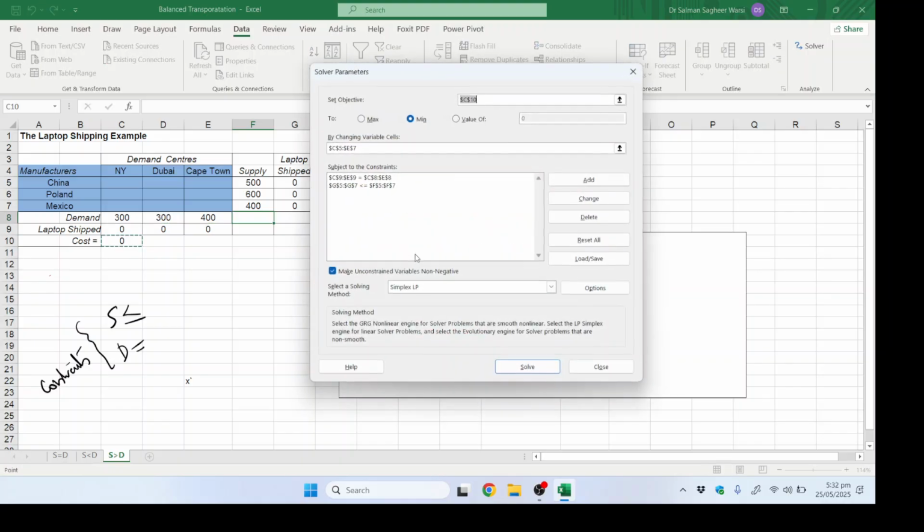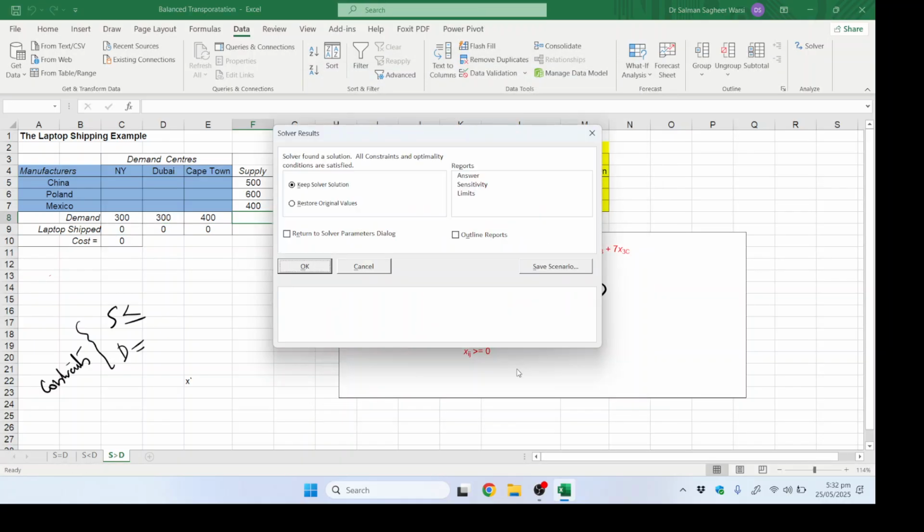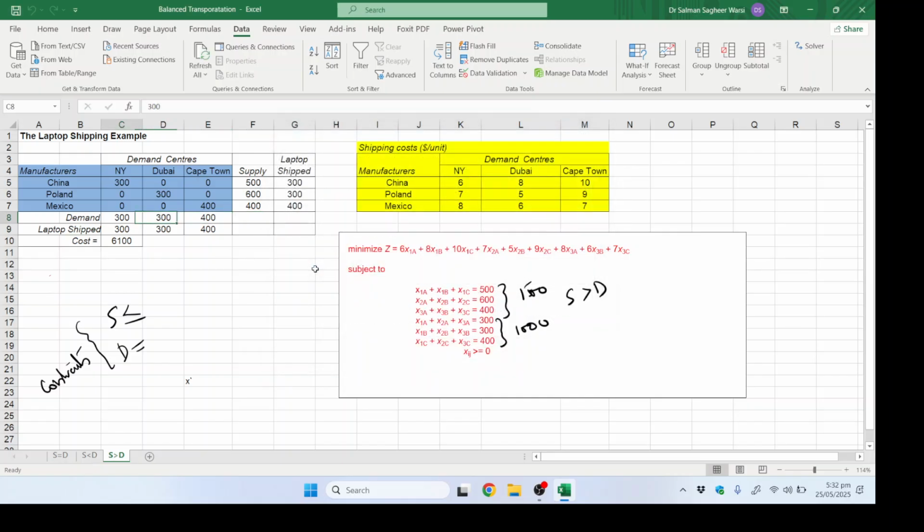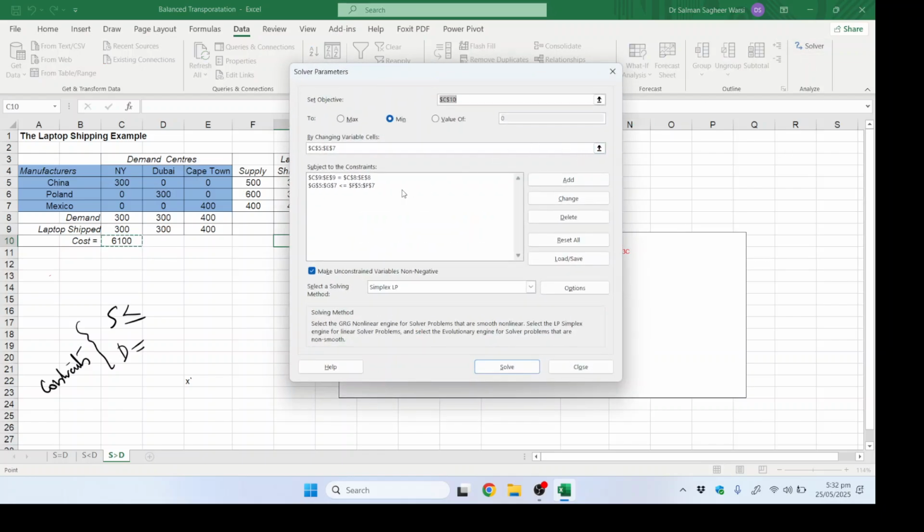Now when I press the solve button, I get these results. You see that the demands are fully satisfied, but the supply quantities that were available have not been fully utilized. We were given 1500 quantities at the supply node, but we only shipped 1000 because our supply was in excess of demand.